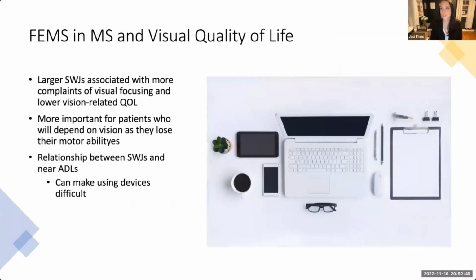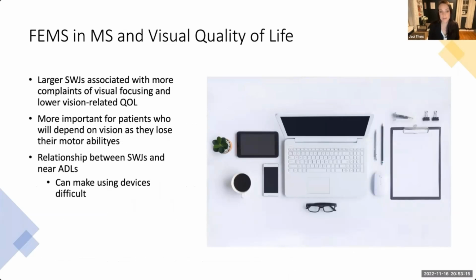Not only is this important just from a regular disease state, but we also have to think as optometrists from a visual quality of life. So we know that patients are going to have larger square wave jerks, which means they're going to have more complaints of visual focusing. And it's going to be frustrating because these patients are going to be in your clinic and they're going to say, I have a hard time focusing, and people are going to be increasing adds and trying to refract them. And it doesn't matter how well you refract these patients, because at the end of the day, the problem is fixational stability.